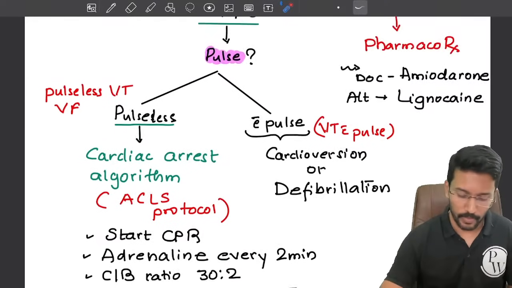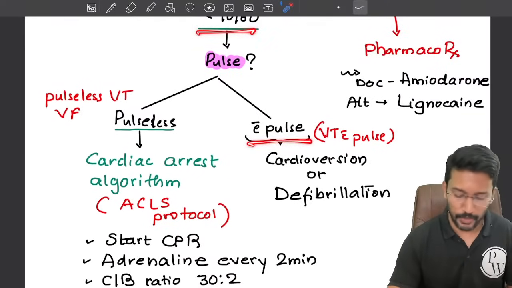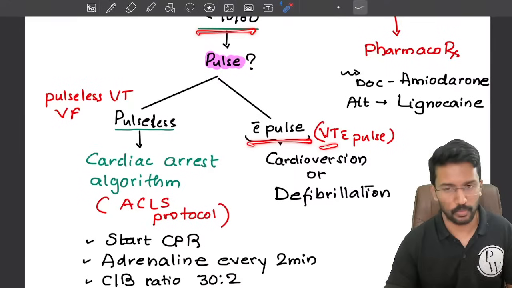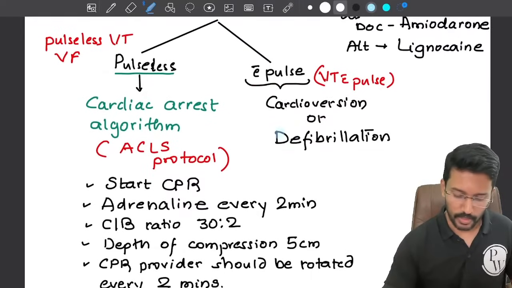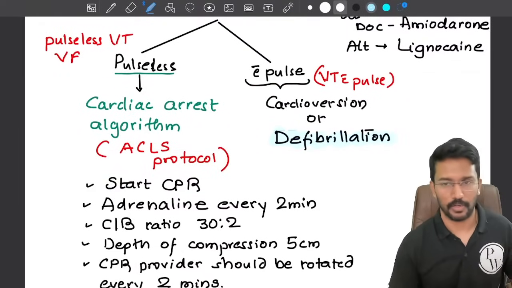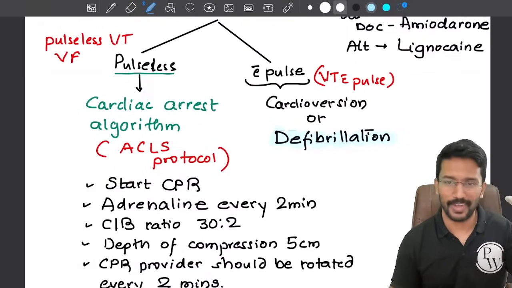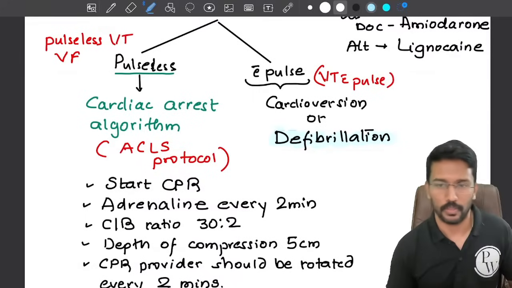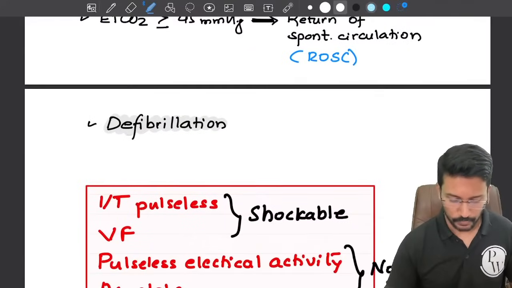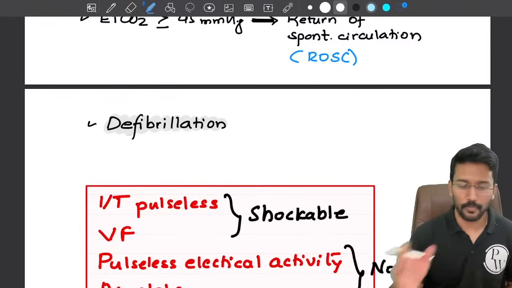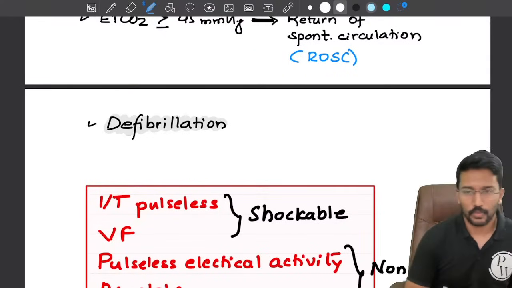But if you have low BP but pulse is felt, it is most likely going to be VT only. VF generally we don't feel pulse. Ideally, you should go ahead with the defibrillation. Remember, cardioversion for supraventricular and defibrillation for the ventricular arrhythmias. That is our approach to the management of the arrhythmias.